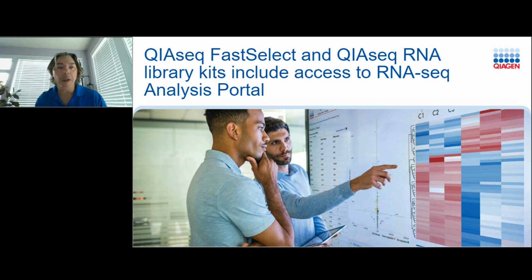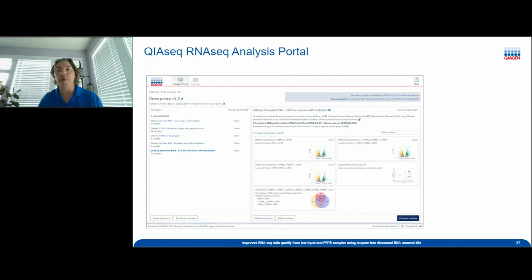And within this pipeline, this is kind of showing you a dashboard here from a project I was working on. This is a demo project. If you log into the RNA-Seq analysis portal, it will pre-populate a bunch of data in there. And there's actually a lot of the FastSelect data that I talked about that has been loaded into the website. In here is a demo project, and I have 5 different experiments.